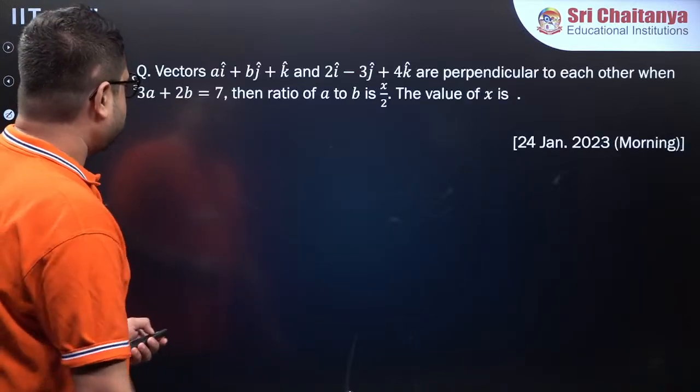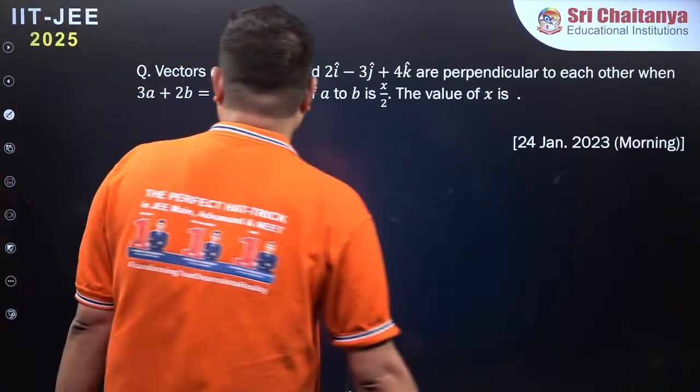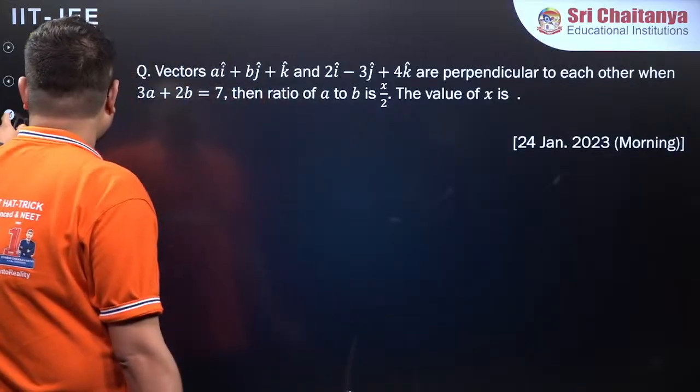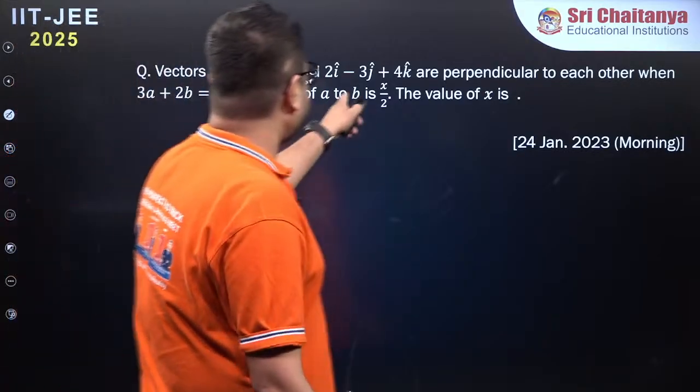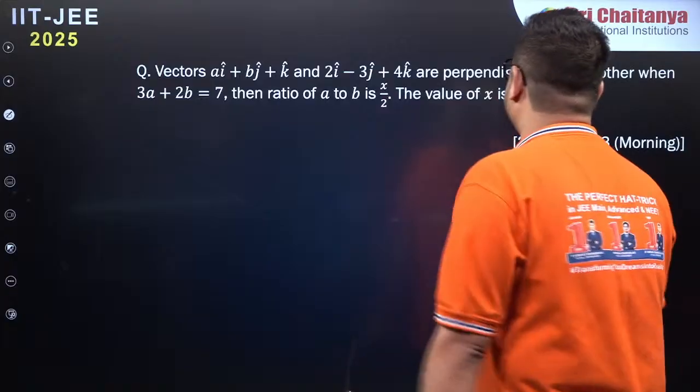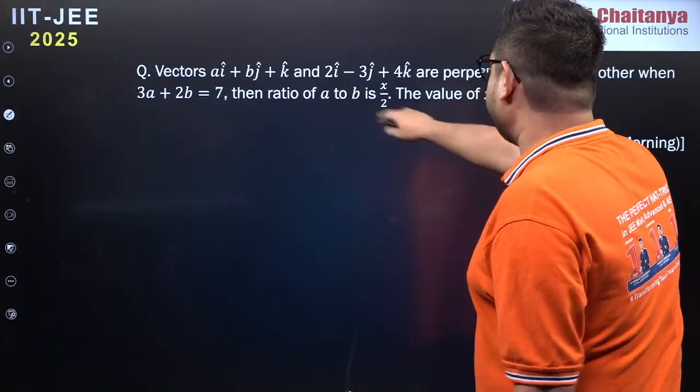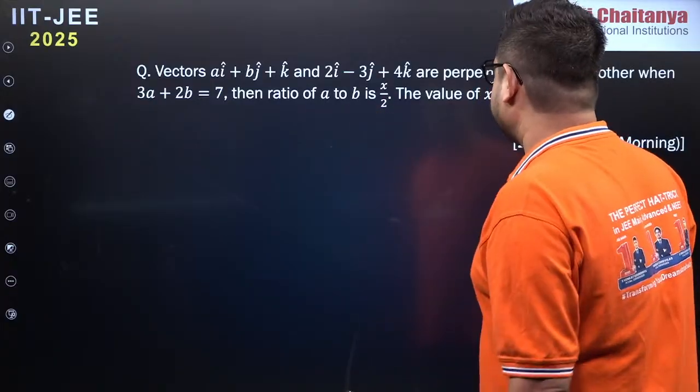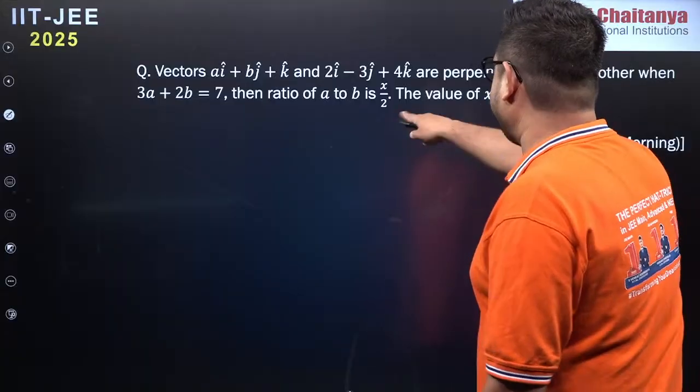So this is the next question, everyone, isn't it? The vectors a i cap, b j cap, k cap and 2i cap minus 3j cap plus 4k cap are perpendicular to each other. Then 2a plus b is equal to 7, they are saying, isn't it? Then the ratio of a to b is x by 2.